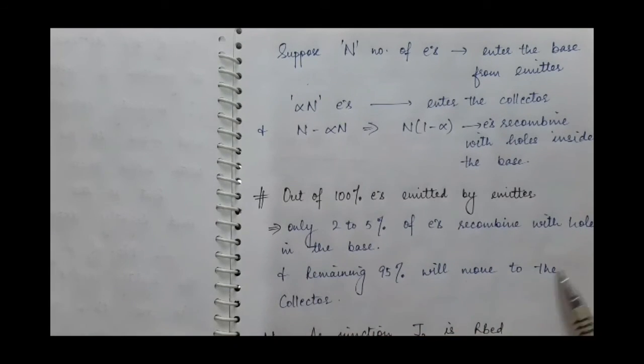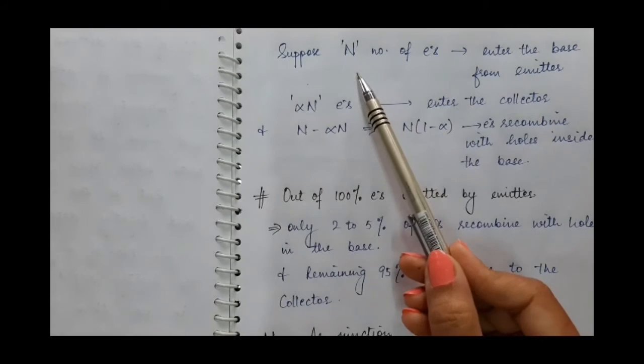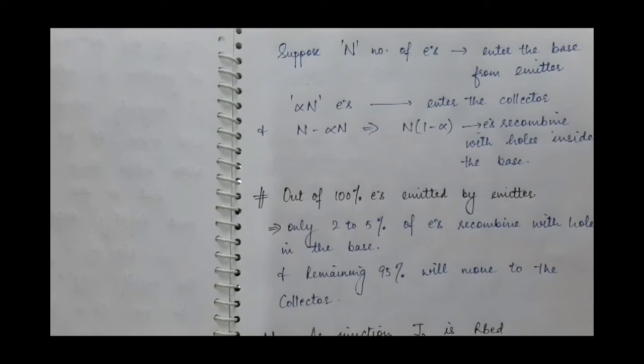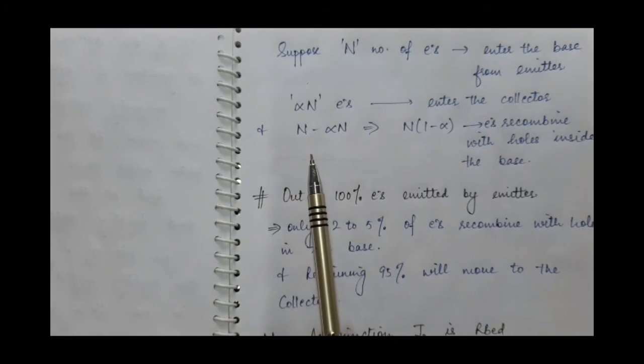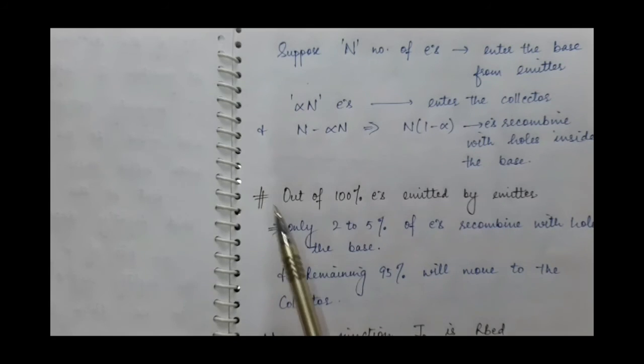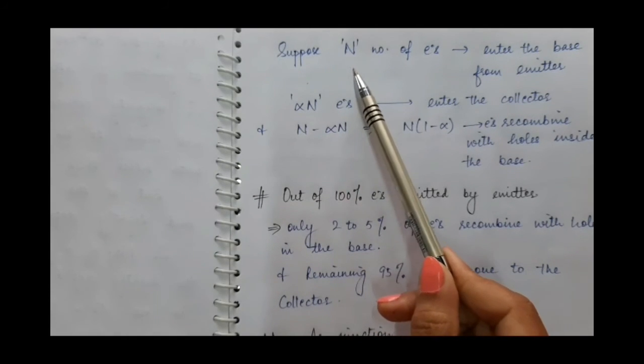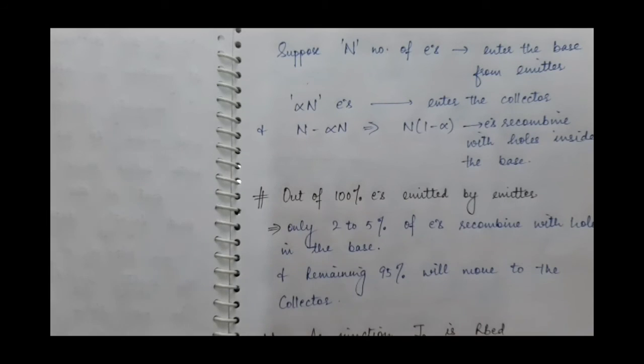This again I have already told you, and this will be used for finding the final expression of collector current. A large number of electrons are entering from the emitter to the base. Suppose that capital N is the number of electrons entering from the emitter to the base, then we know that 95% of the electrons enter into the collector region because of the lightly doped base region. So suppose alpha N is the fraction of electrons which enter into the collector region.